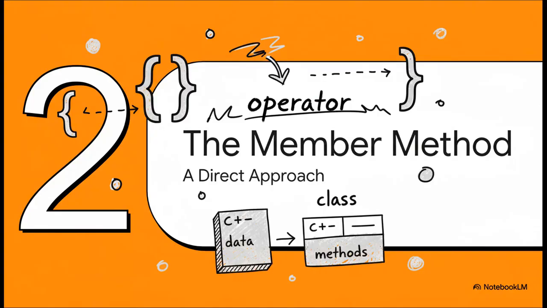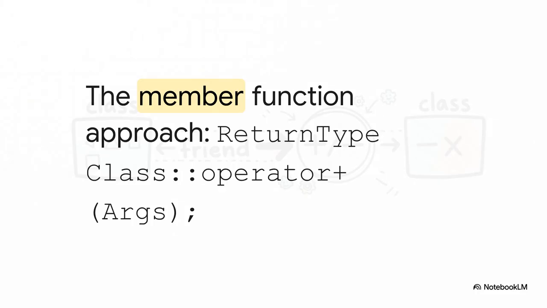Okay, so how do we actually get that natural-looking syntax? Well, the most direct way to do it in C++ is to define the operator as a member method right inside the class itself. So you declare an operator+ function, pretty much like any other method in your class, and when the compiler sees an object of your class on the left-hand side of a plus sign, it's smart enough to know, aha, I need to call this function. Seems simple enough, right? But there's a catch.